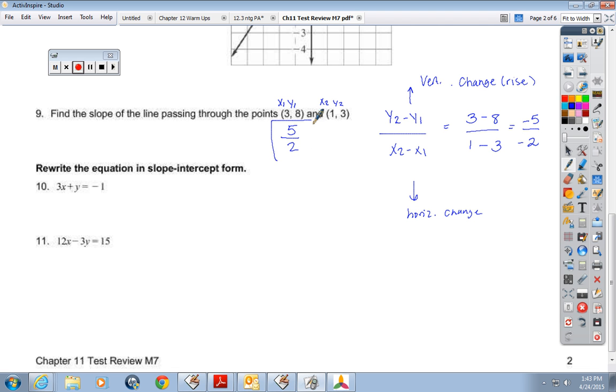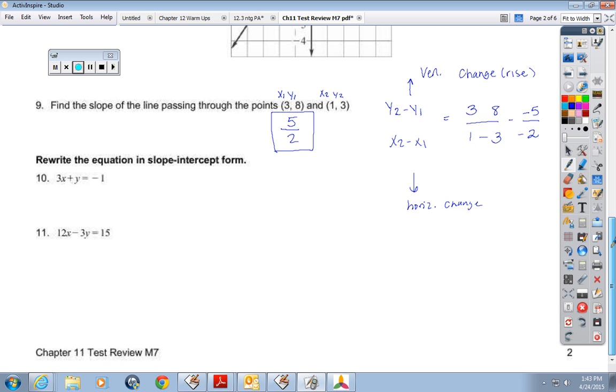Now 10 and 11, when it asks you to rewrite in slope-intercept form, we're doing the same thing as we would if we rewrote it in function form. Meaning we're getting what by itself? Y. We're getting y by itself. So to get y by itself on number 10, we've got to subtract what? We subtract 3x from each side. When I do that, I get y equals negative 1 minus 3x, which in true slope-intercept form, we want the term with x to come first. So 3x minus 1. So that's how we would put it in slope-intercept form. I would take either one of these answers, though.